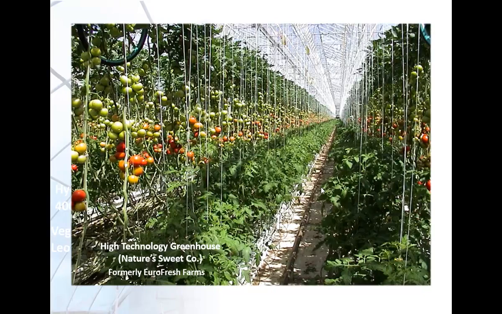Looking inside, here's the image of the high technology greenhouse growing tomatoes. 12 months continuous production of tomatoes, harvest multiple times every week throughout the year. High technology, glass structure, well developed, hydroponic for root zone control, and climate control for the aerial part of the plant.